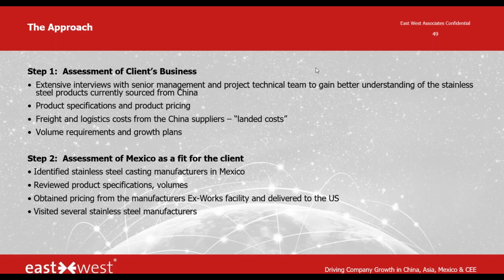East West was brought in. We do our, as Dan and I have both said, 5-step process. Really interview and get an idea on the product and the specs and the landed costs, and how their team goes about this. What's their volume and growth plans, as we talked about. We identified potential suppliers in Mexico that can make the stainless steel castings, as compared with China. Reviewed the specs, the volumes, all good. Obtained pricing from the manufacturer, Ex Works, as well as landed, delivered to the USA, and then visited several stainless steel foundries and so forth.